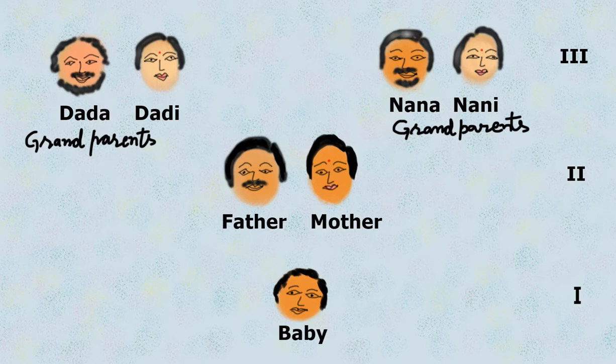Let's discuss heredity with the help of this example. Here we have taken 3 generations. If we study the traits in this baby, we know that the traits in this baby are because of the genetic makeup which this baby has derived from his parents. Half of the genetic material has come from the father and half of the genetic material has come from the mother. Similarly, mother has got her genetic material from her parents.